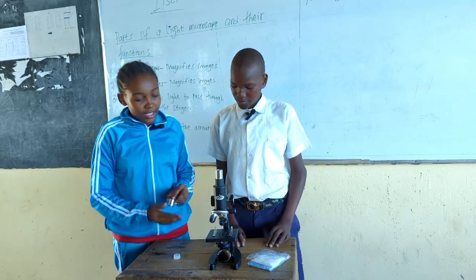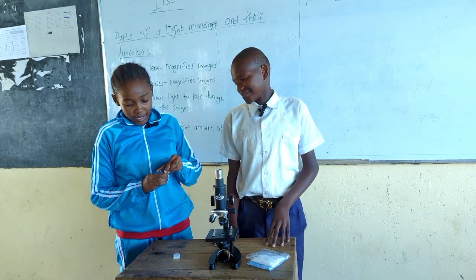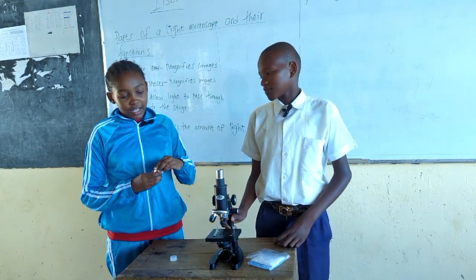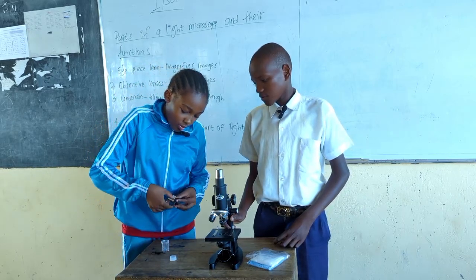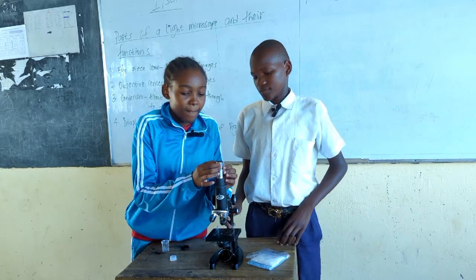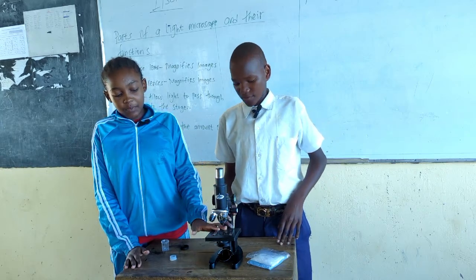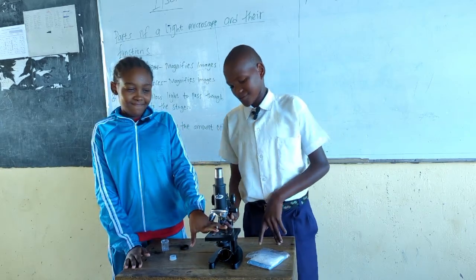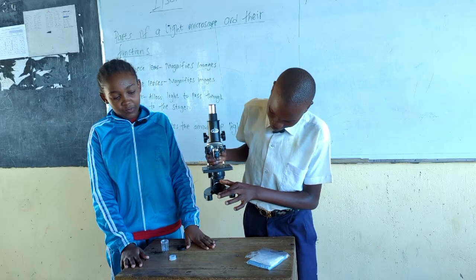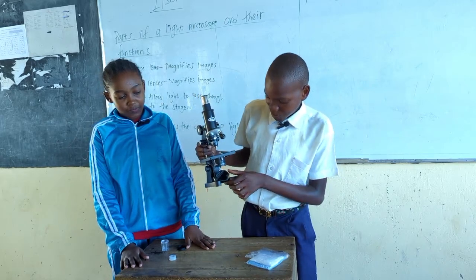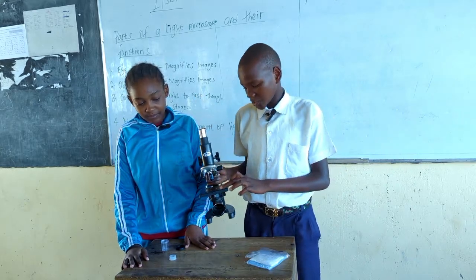So the first part of the microscope is the eyepiece. This is the eyepiece lens. The eyepiece lens is connected to the body tube like so. And that is how you get to magnify the specimen on the stage. And we have a mirror. The mirror is used to reflect light through the condenser to the stage.